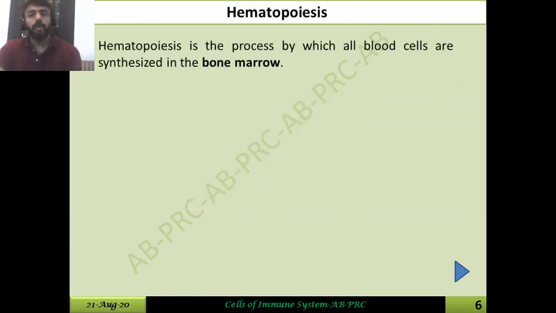When we talk about the process by which the blood cells are synthesized, that phenomenon by which all the blood cells are synthesized is called hematopoiesis. This occurs in the bone marrow, as already stated.